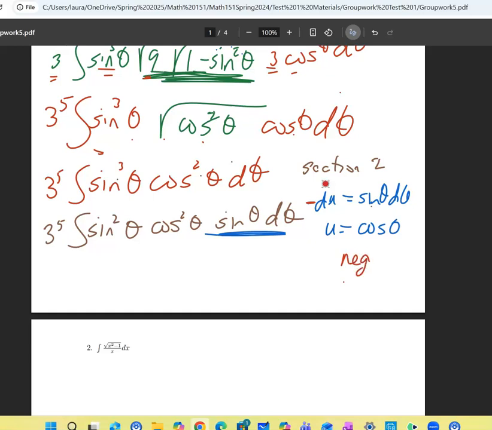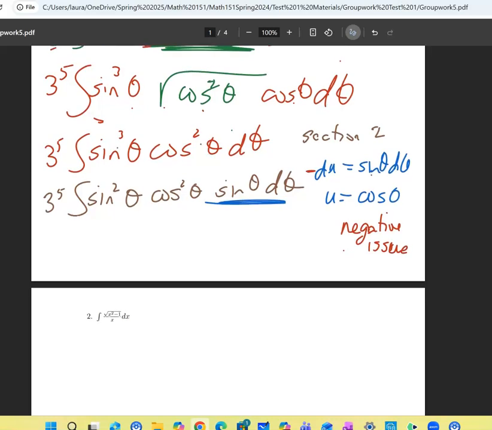If you look back at your section 2 notes, I call this the negative issue. This is the easiest way not to make a mistake. All right, here we go. I want to make this u substitution work. So this will be good, this will be good. Oh, I need to work on this.